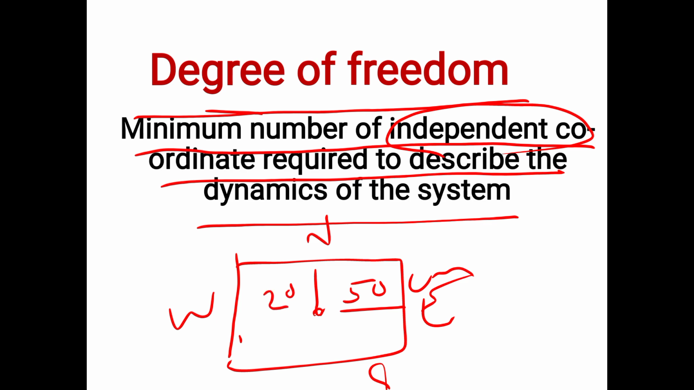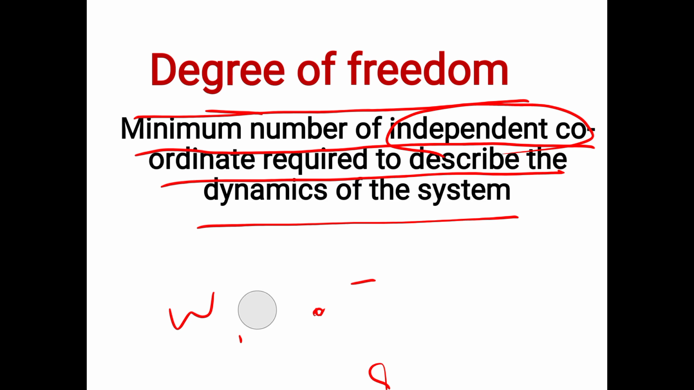If I calculate from the west side, then it is not independent. Here I have two independent coordinates, that is from east side and north side. If I calculate from west side, it is not an independent coordinate, it is dependent on the east. Okay, I think it is clear now what is a dependent coordinate and independent coordinate. Let's move to the next slide.